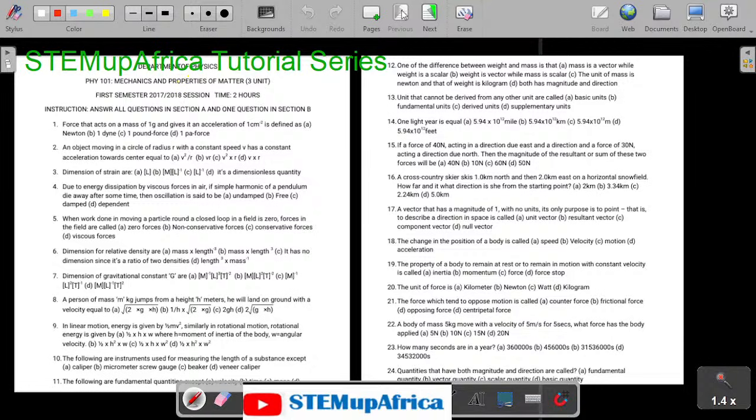It says the dimension of strain is what? They gave us some options: option A is L, option B is ML minus 1, option C is L minus 1, option D is a dimensionless constant. How so? For us to understand the concept of dimension, you must know the definition of each quantity you are given. Knowing the definition will go a long way to save you. So let's see what we have here.